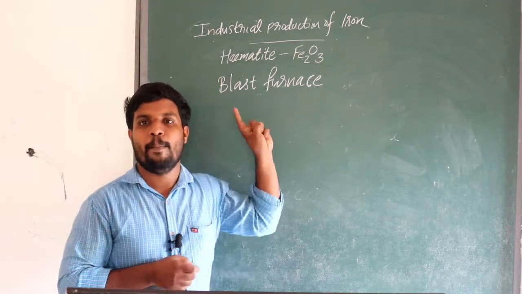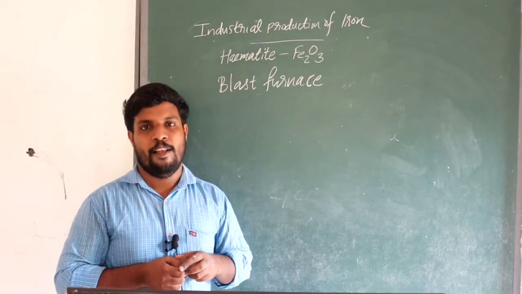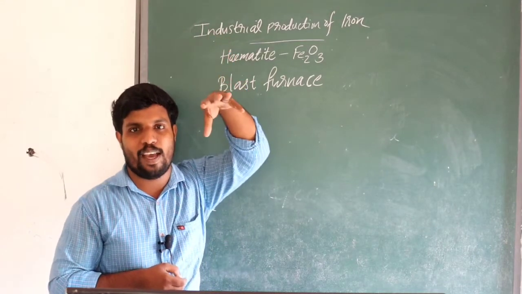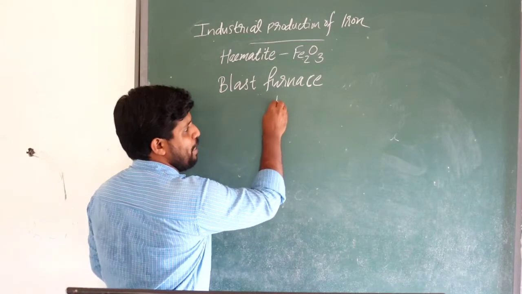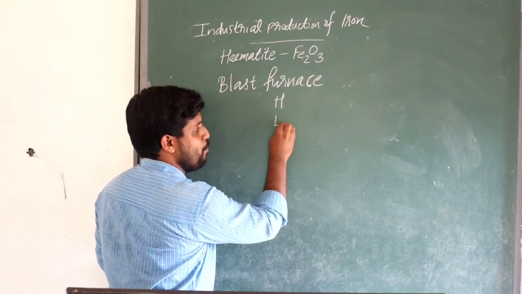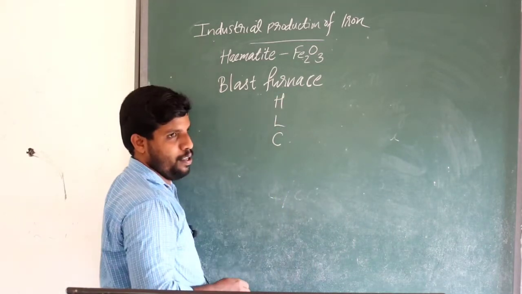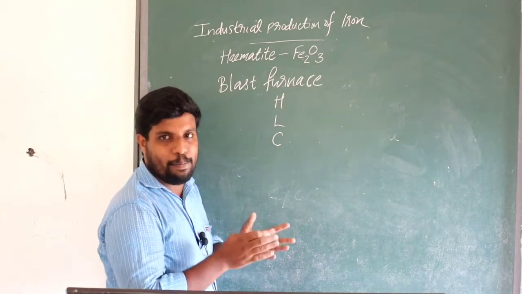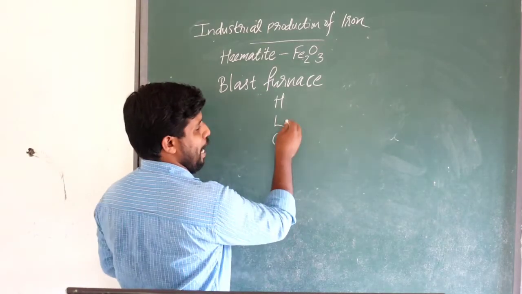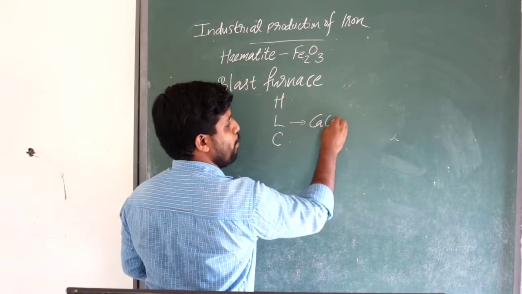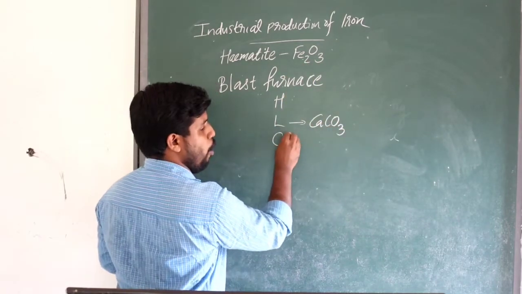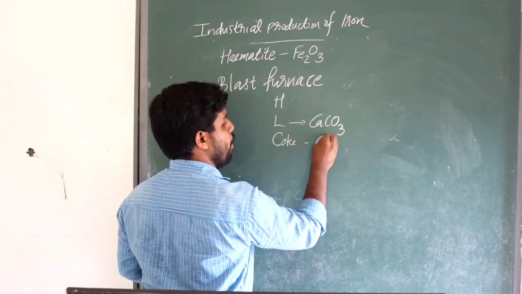That's why it is known as blast furnace. From the top of the blast furnace we are adding hematite, limestone and coke. Hematite is Fe2O3. Limestone is calcium carbonate, CaCO3. Coke is exactly the form of carbon.